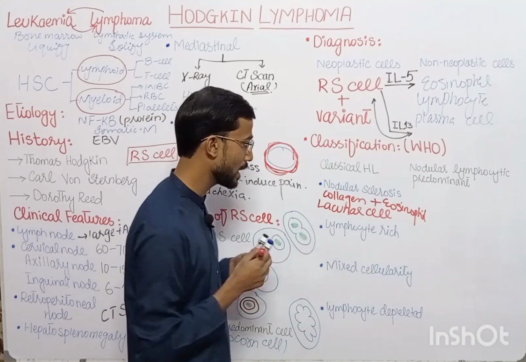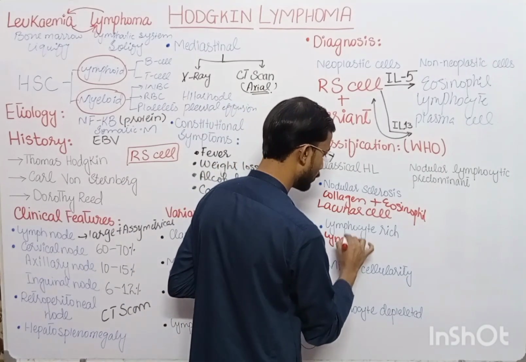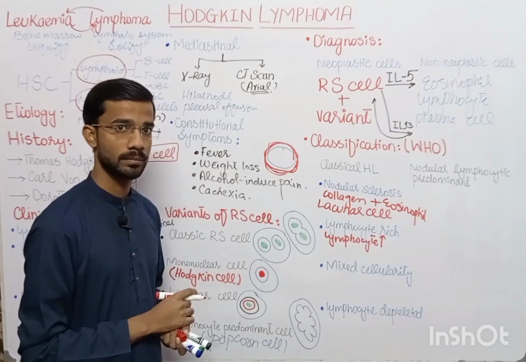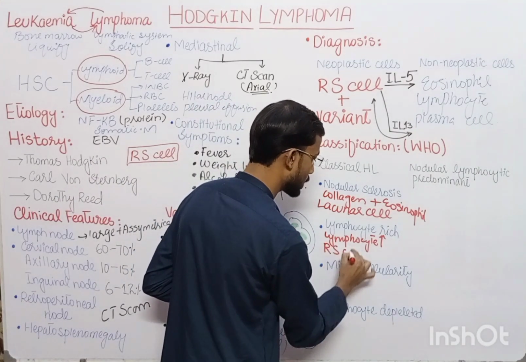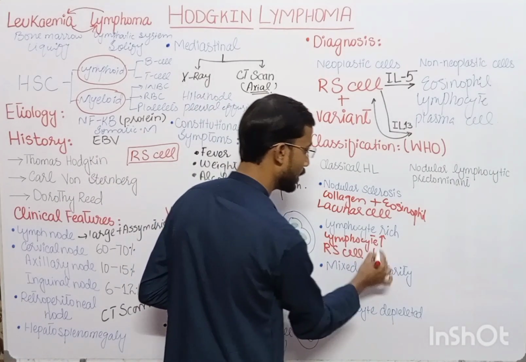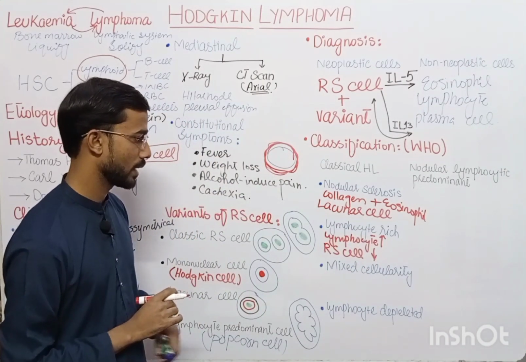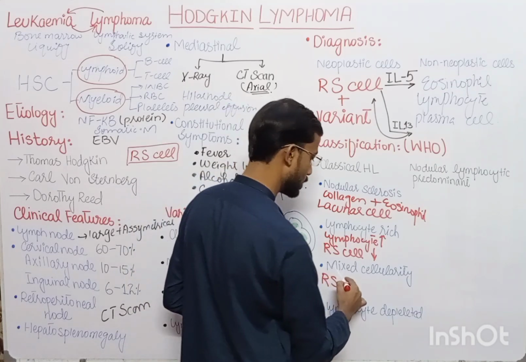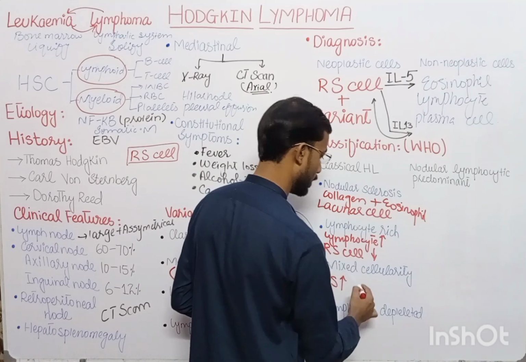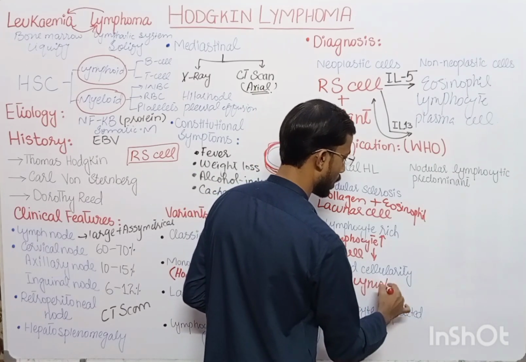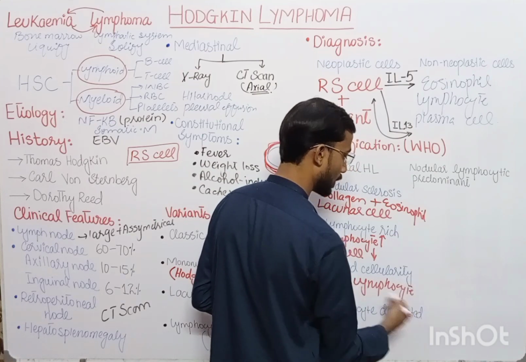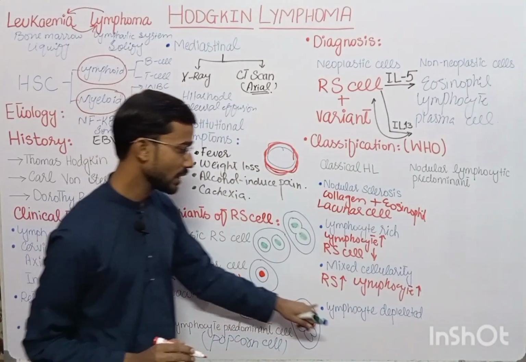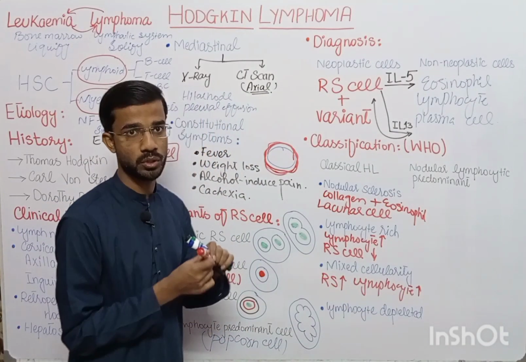Lymphocyte rich means lymphocytes are in abundant amount, but Reed-Sternberg cells will be scanty or low in amount. In mixed cellularity, Reed-Sternberg cells are numerous and lymphocytes are also approximately equal to the Reed-Sternberg cells.